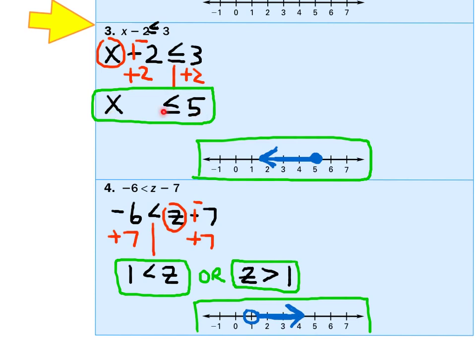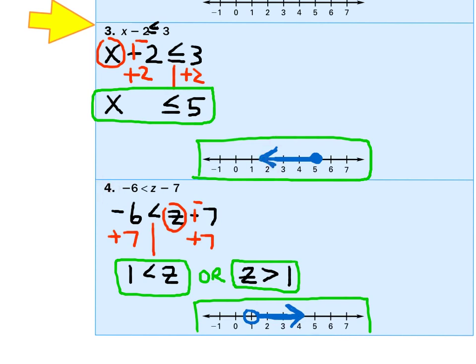So remember, look at the symbol. See that little part of the equal sign? X could equal 5. So put that solid closed dot on 5. It could touch it. It could be equal. And then notice how it's pointing. It's pointing to the left. Shade to the left. So we're going to shade everything to the left and put our blue arrow. And remember, when the variable is written first, this inequality symbol will match the blue arrow.